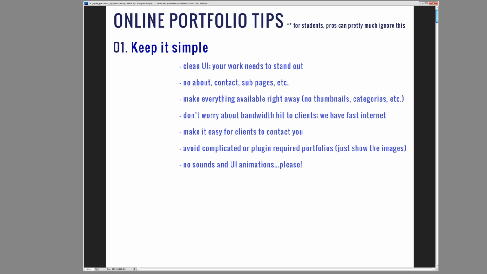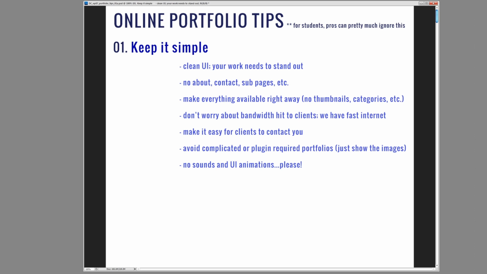Those kinds of submenus are generally meant for professionals who have a lot of stuff to show. But for a student, it can make your portfolio seem even more sparse because you just have like 5 or 6 per category, and meanwhile, we have to dig around for it. Instead, make everything available right away. You don't even need thumbnails. You don't need categories. Just load the images, so we hit your blog or your online portfolio and we see everything at one time.